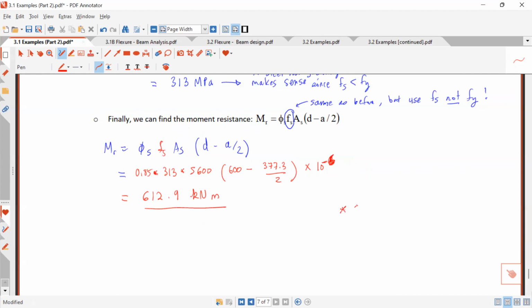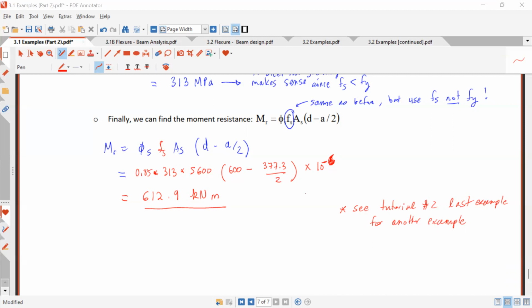I recommend see tutorial number 2, last example, for another example. If you study these two, the one we did in class and the one you did in the tutorial, you're going to be good for this type of problem. Are there any questions on this example that I just did? All right, great. Let's continue.